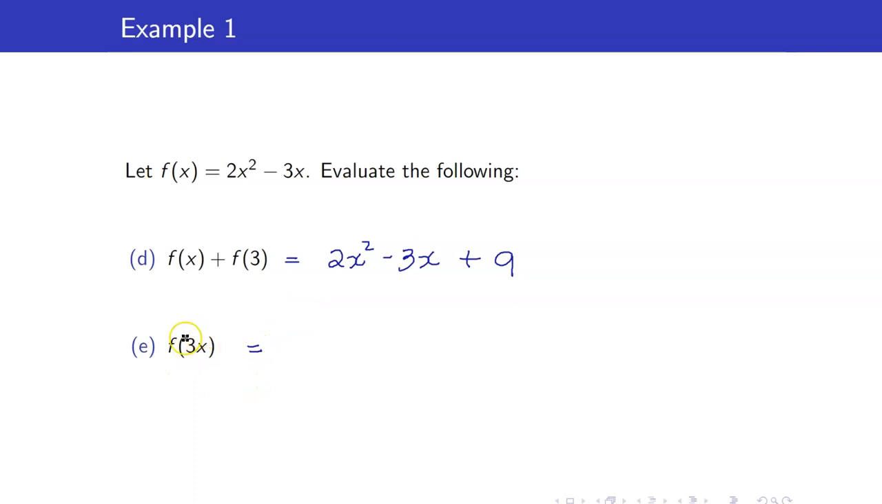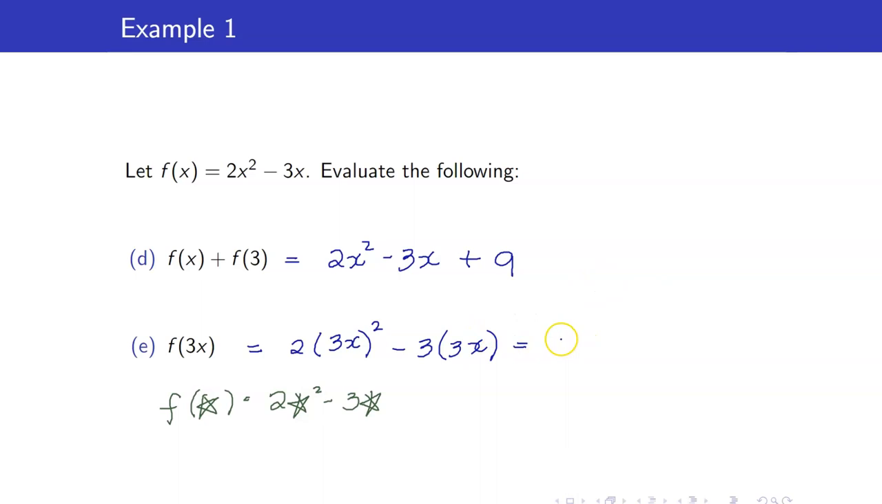Next, we have a different input for f which involves x. First, write f of x as f of star is equal to 2 star squared minus 3 star. I will just look at this. I will substitute 3x for star. So, that's 2 times 3x the entire 3x, you square it, minus 3 times star is 3x.